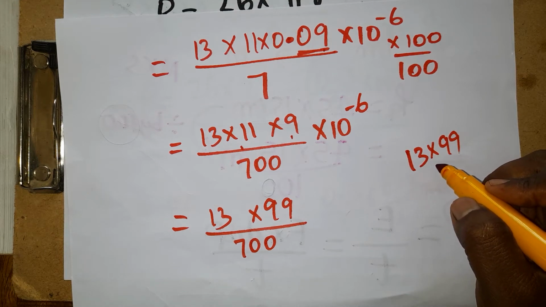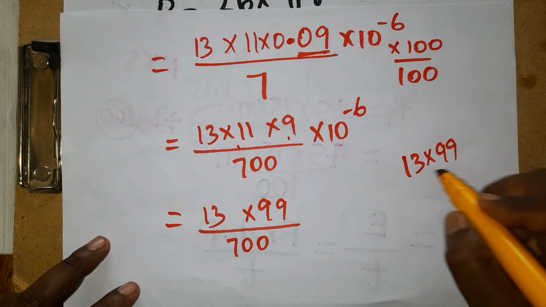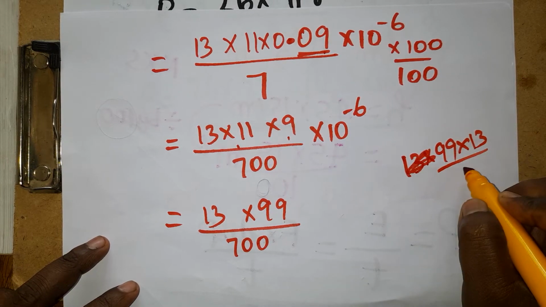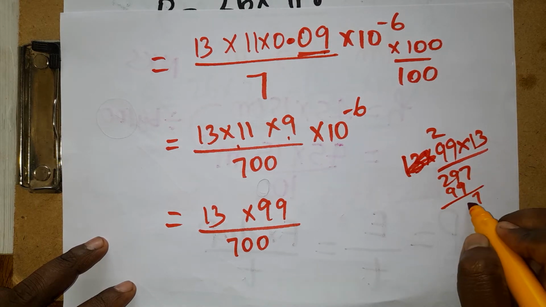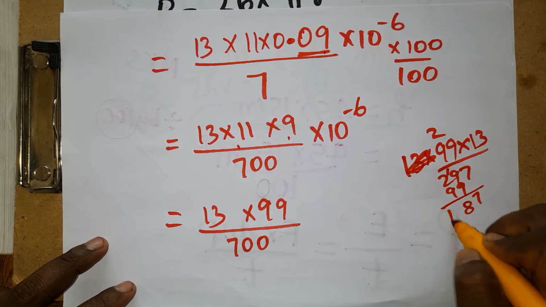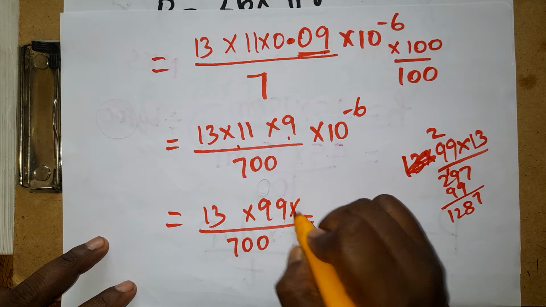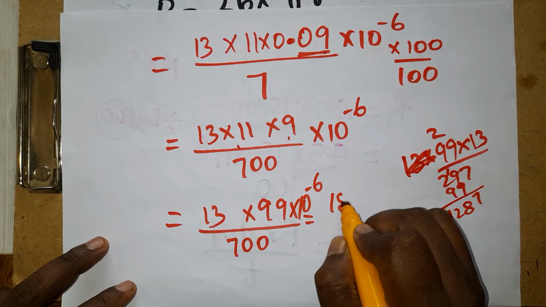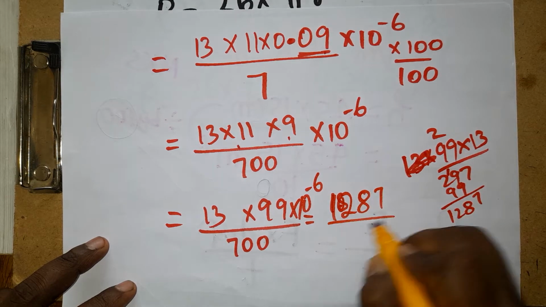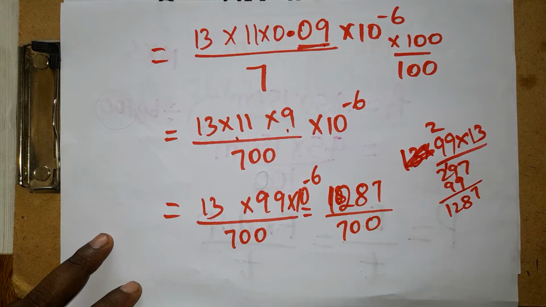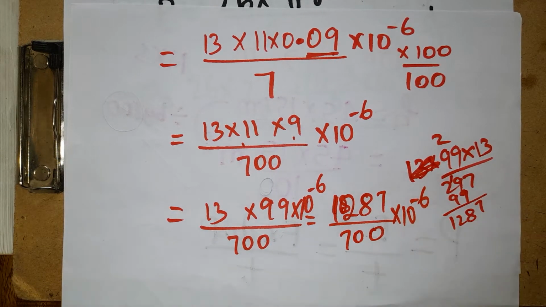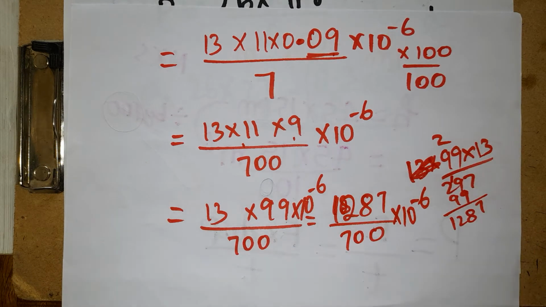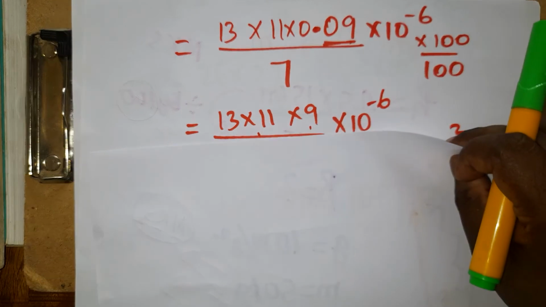What can we get now? It's a very simple calculation. See here, 99 into 13. 99 into 3 is 297, and 99 into 10 is 990, so we get 1287 into 10 power minus 6, divided by 700. Now just division of these two numbers will give the answer.